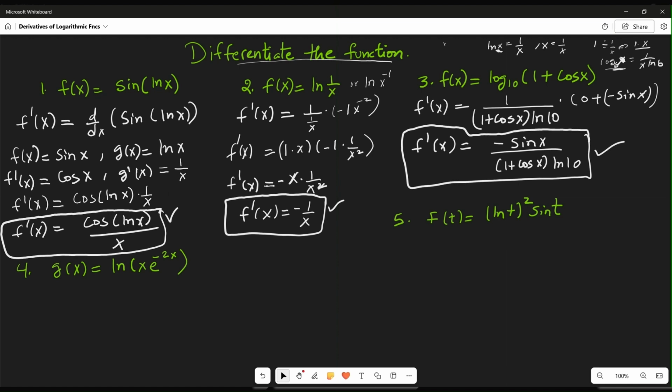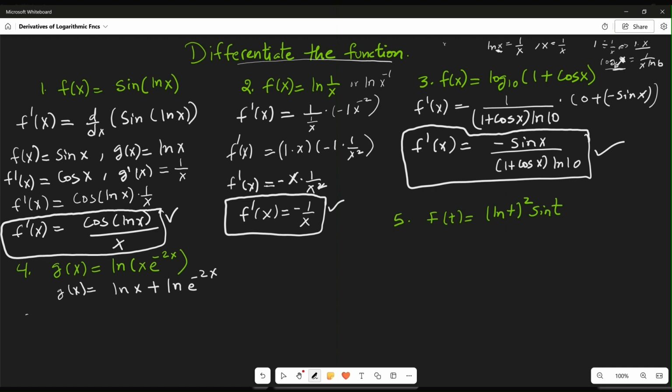Okay, good. So let's look at number 4 now. This function g of x is equal to natural log of x times e to the negative 2x. If you remember the laws of natural log functions, you can simplify this already: g of x is equal to natural log a times b is natural log a plus natural log of b. Remember the laws of logarithmic functions I just went over in the previous video.